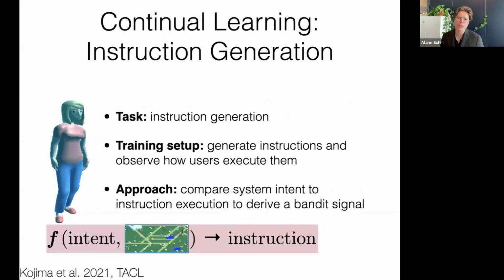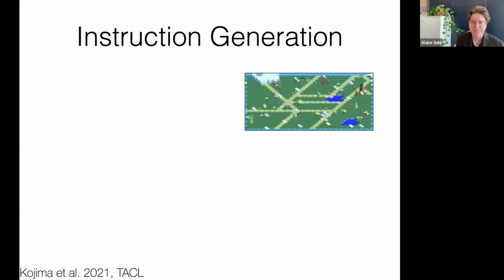We also looked at continual learning for improving an instruction generation model. The general idea here is we want to learn how to generate language by observing how it affects the world when it is given to a person. In this particular setting, we're going to generate instructions, observe how users execute them, and then compare the system's intent to what the user actually did to get a bandit learning signal.